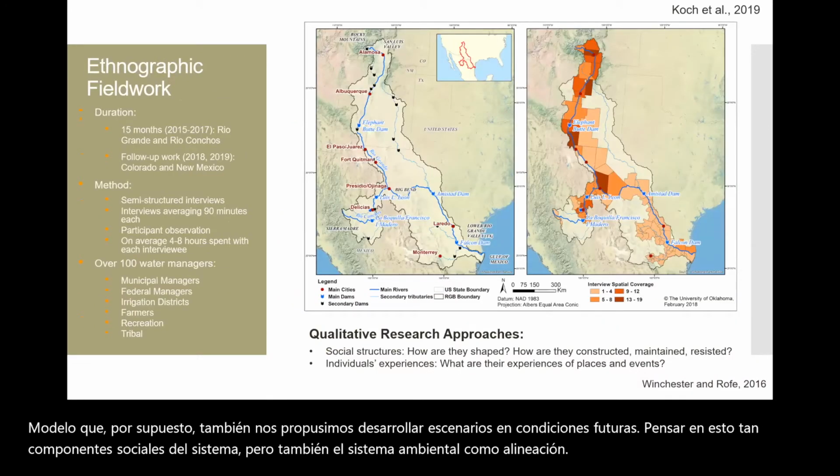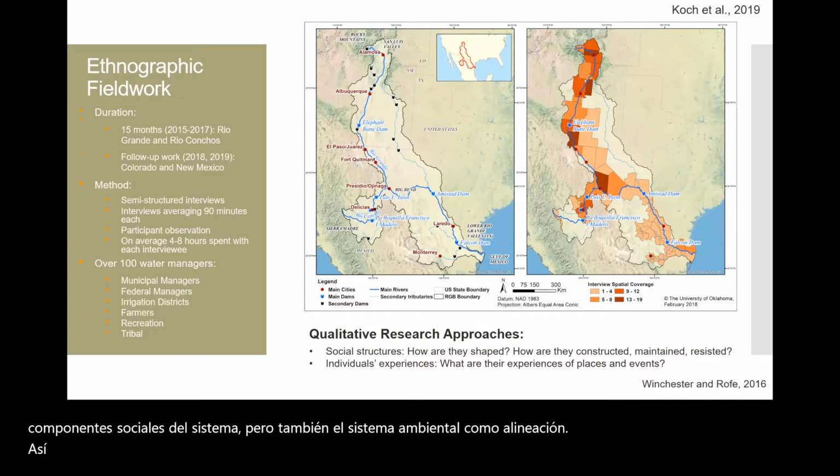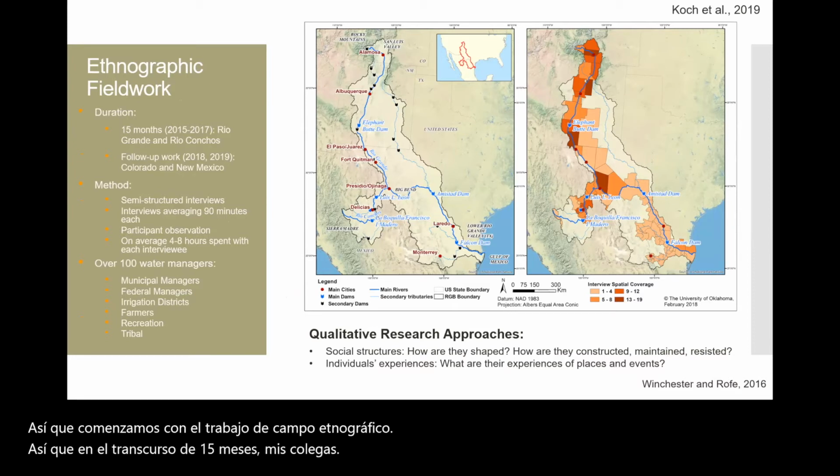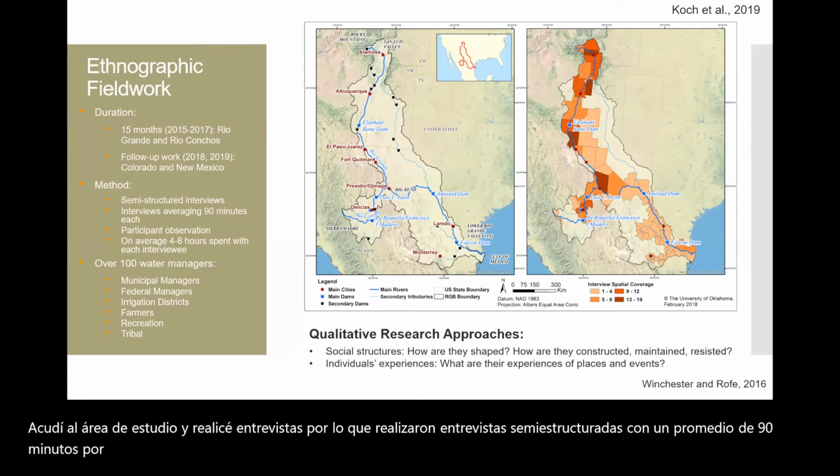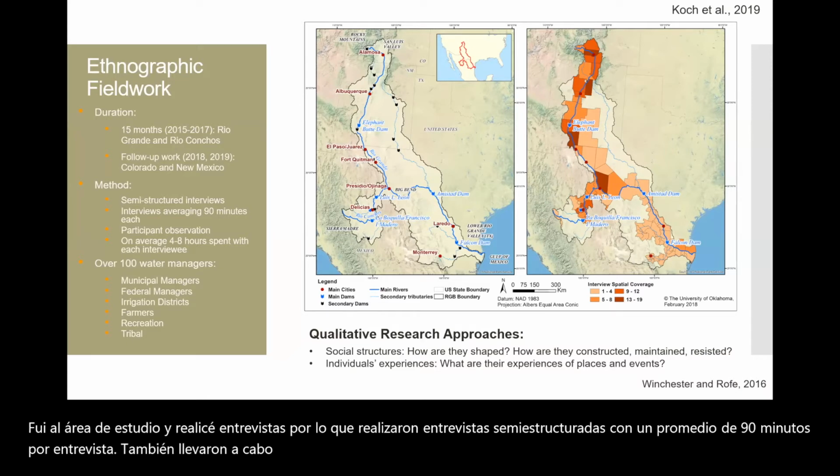So we started out with ethnographic fieldwork. Over the course of 15 months, my colleagues went to the study area and conducted interviews. They conducted semi-structured interviews with an average of 90 minutes per interview. They also conducted participant observation and on average spent 4 to 8 hours with each interviewee.